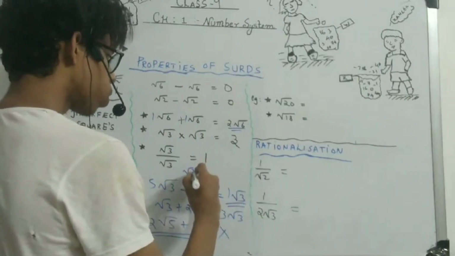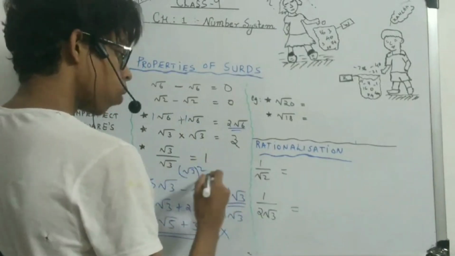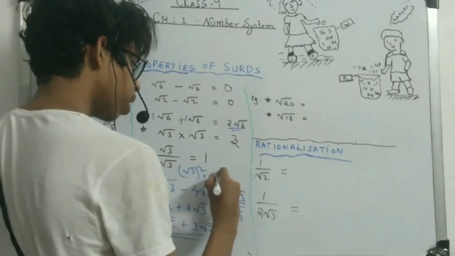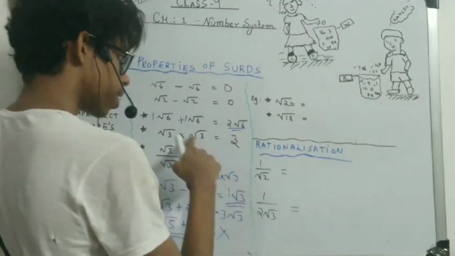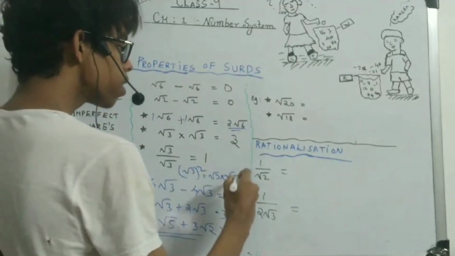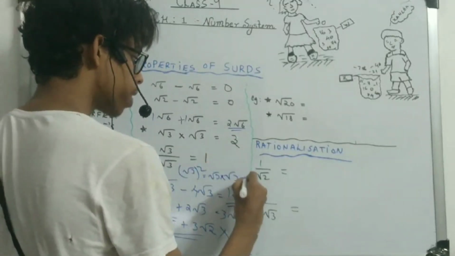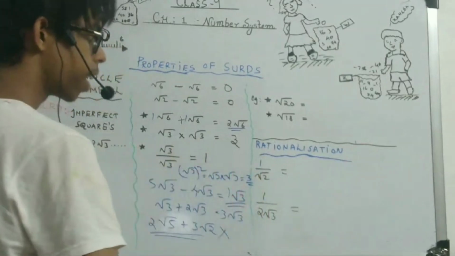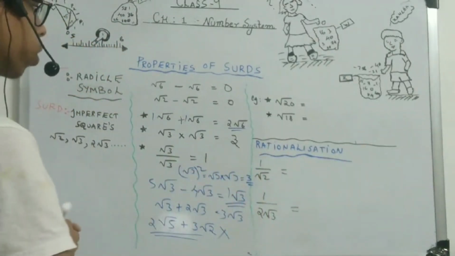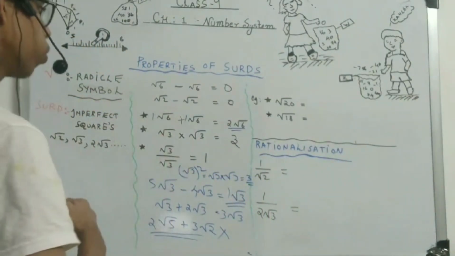Okay, so similarly, if I ask you what is root 3 the whole square, meaning root 3 into root 3. And just now we told whenever two similar surds are being multiplied, we will always get the answer as whatever is inside the root. So you should also remember this one.